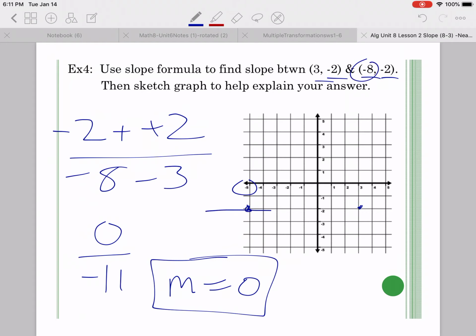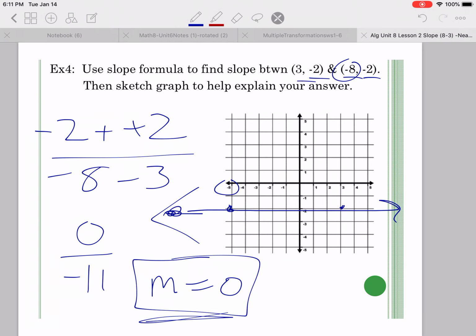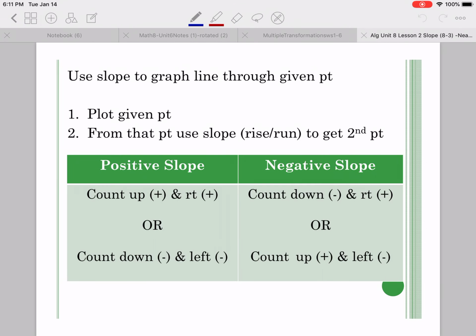But the idea there is that it just goes right across there, so -8, of course, would be somewhere eventually over there. But you have just a flat line, so it makes sense that the slope is 0. All right, so a couple last things here.